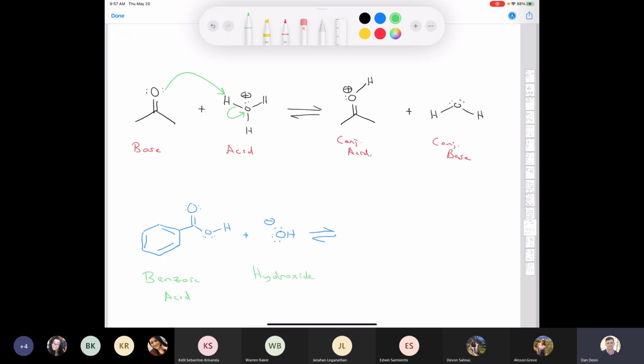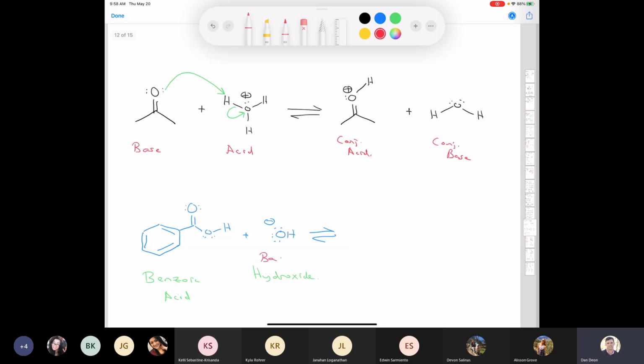Could anybody tell me who's behaving as the base here? Would it be the hydroxide or the benzoic acid, do you think? Yeah, absolutely. Thanks, Mackenzie. So, look, even if you weren't 100% sure about what to draw, I told you I'm going to ask you to do problems like this where you actually have to draw the product.